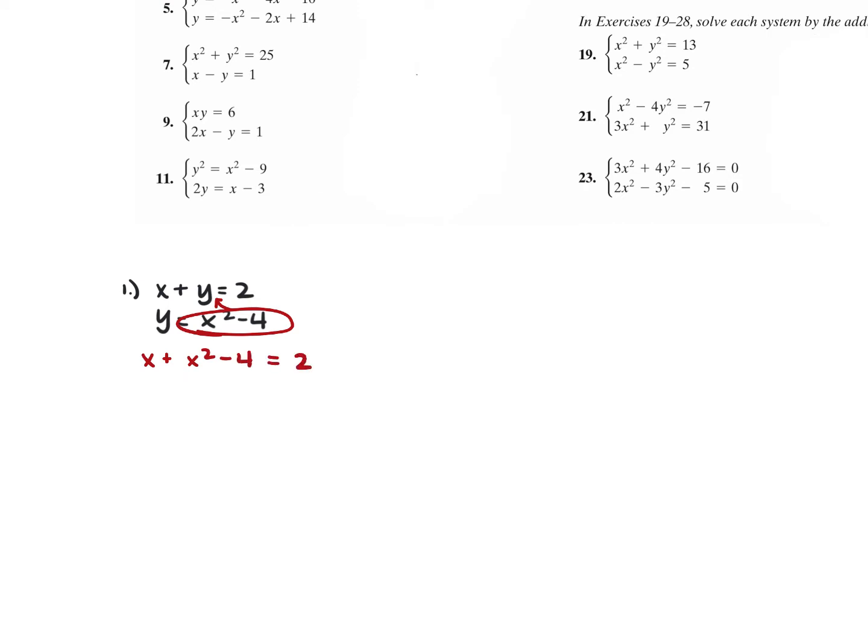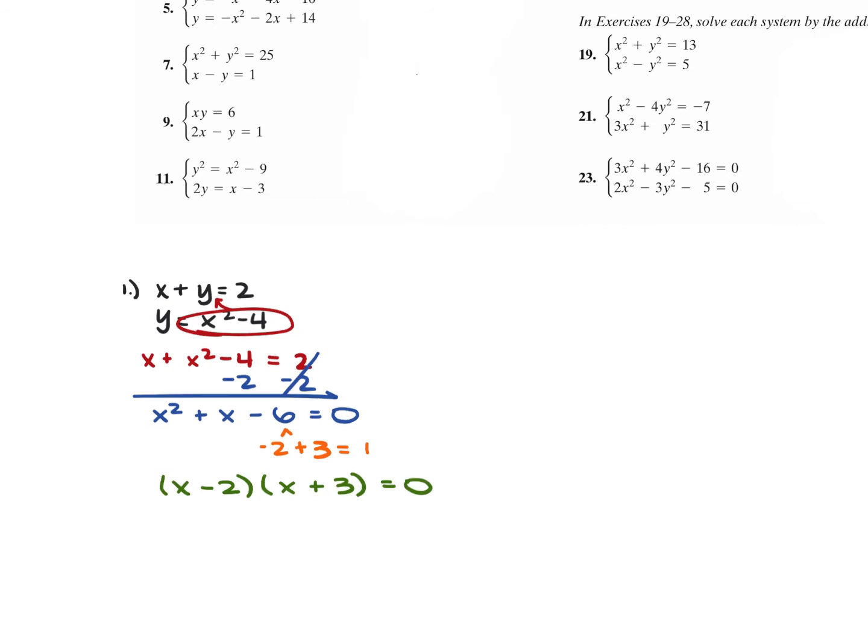We have an x squared in that equation, so we want all of our terms on the same side. We're going to move the 2 over by subtracting it from each side. We have x squared plus x minus 6 is equal to 0. From here, you want to find the factors of that negative 6 that add up to 1 in order to factor this. If we have a negative 2 and a positive 3, that gives us the positive 1 that we're looking for. So this factors out to be x minus 2 times x plus 3 is equal to 0.